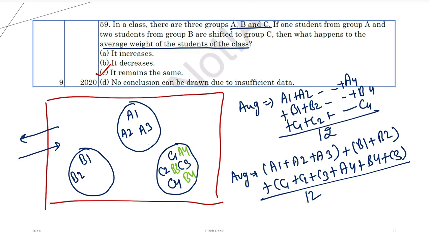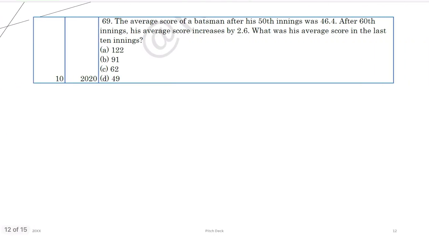If they had asked about the change in the average weight of group A or group B or group C, that could have changed because some people have entered the group and some have left. But for the whole class, they have just changed seats and nothing else has changed. I would say a very nice trick question. You just have to remember the formula: average is equal to total by number.